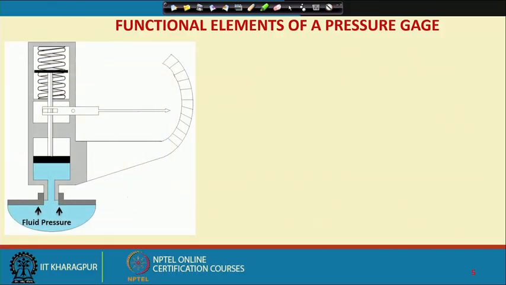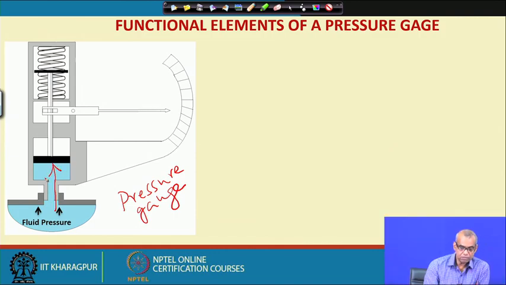Today, let us take this example. This is another example of a simple pressure gauge. The way it works is as follows. This is the fluid pressure that acts on this piston. So, the piston receives the fluid pressure.